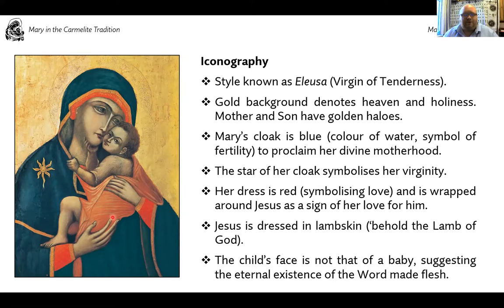for him. He himself is dressed in what seems to be lambskin, which makes us think of him being the Lamb of God. And if you look at his face, the baby Jesus isn't really a newborn baby. He's a little older, perhaps suggesting the eternal existence of the Word made flesh. This isn't a newborn baby. This is, if you like, an ageless or eternal presence.